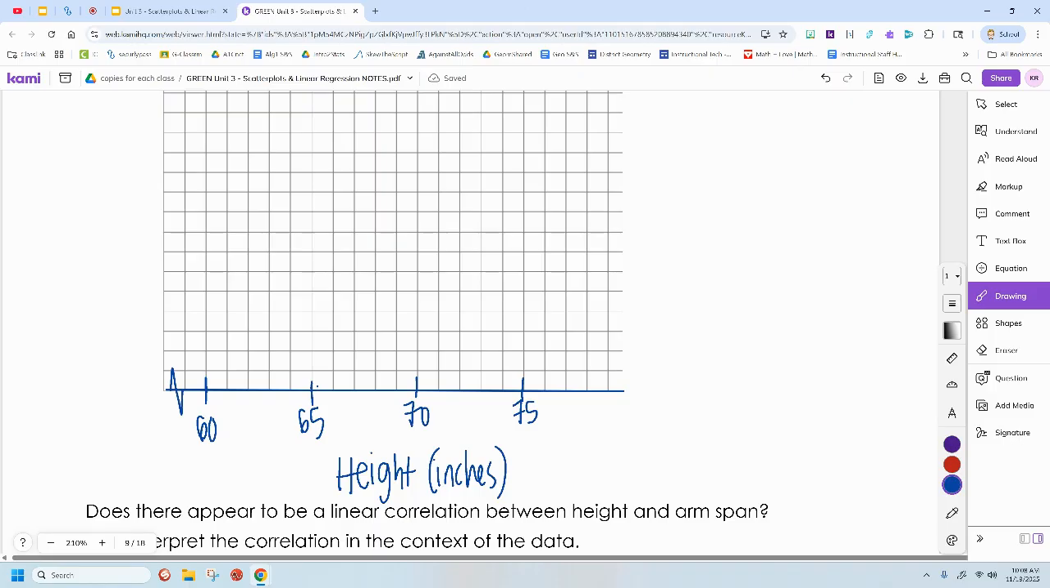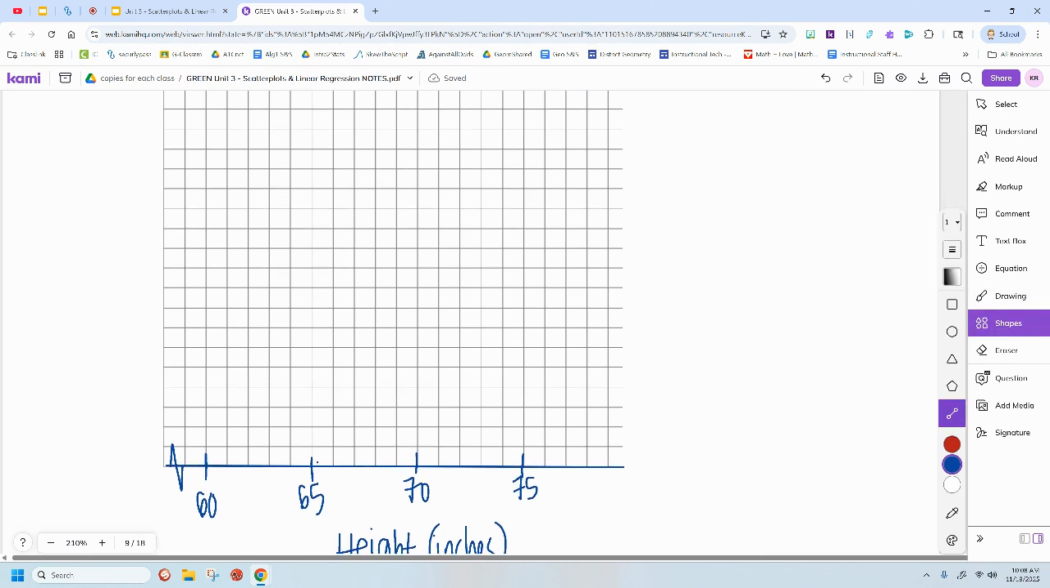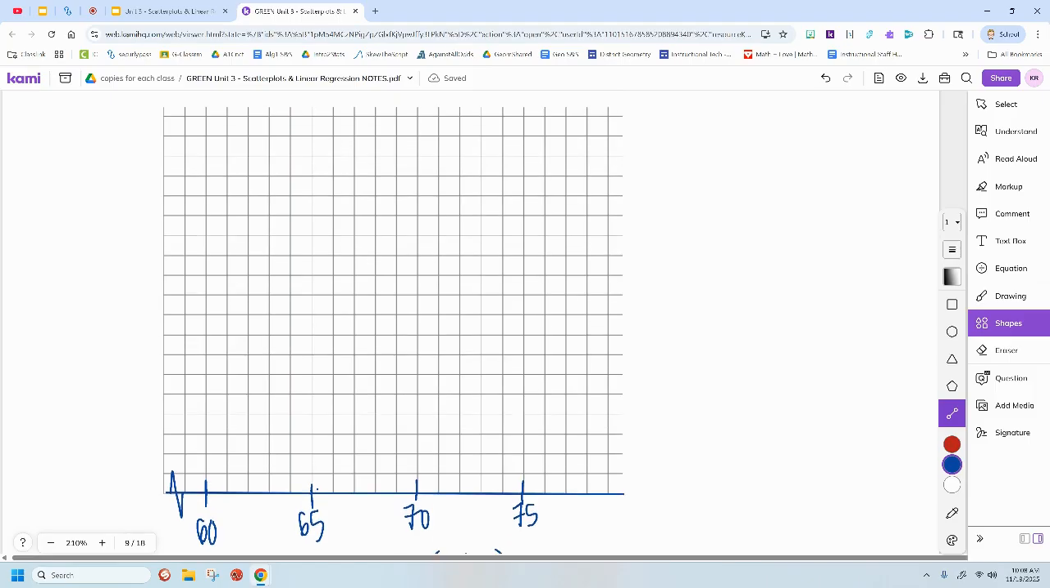Okay, and that's nice, easy to work with. Since there's only whole numbers up there, everything at least is going to be on a vertical grid line. All right, now let's go to the other axis. Okay, so I'm going to use my straight edge to draw it in.